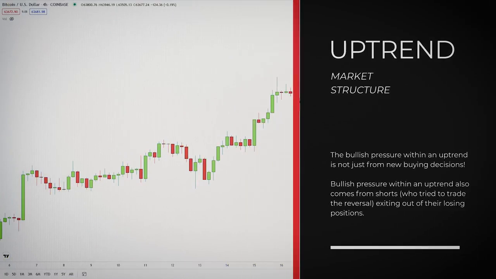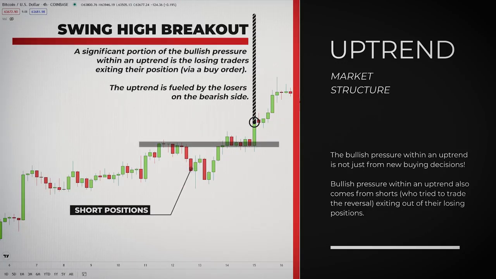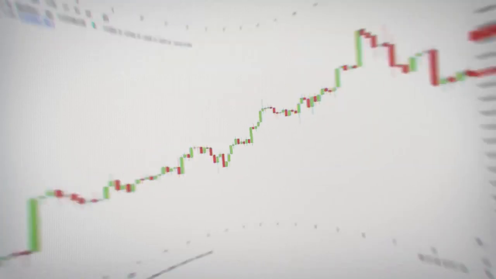Interestingly, the bullish pressure within an uptrend is not just from new buying decisions. Remember, each transaction involves both a buy and a sell. Bullish pressure within an uptrend also comes from shorts who tried to pick the reversal, exiting out their losing positions. A significant portion of the bullish pressure within an uptrend is the losing traders exiting their position via a buy order. In many respects, the uptrend is fueled by the losers on the bearish side.